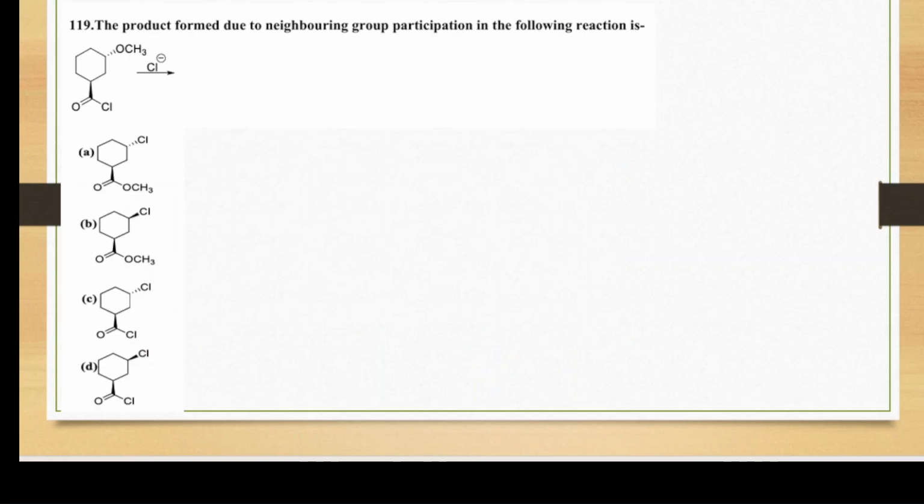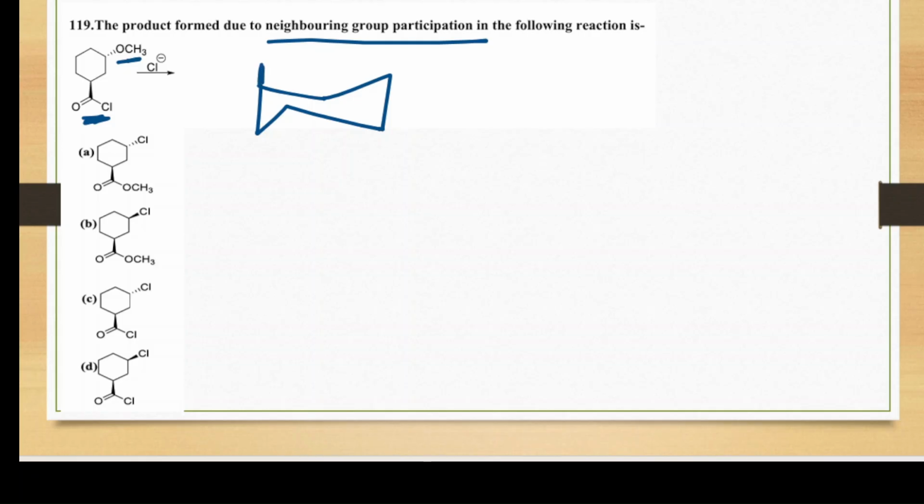Now moving on to the next question, that is this one. It says the product formed due to the neighboring group participation in the following reaction. Okay, so a species has been given to us. This is in the cyclohexane form. We can draw it in the chair conformation, like this. Here at the bulky position, this acid chloride group is present at the wedge position. Okay, and at the dash position is this OCH3 group that is present over here. So we can place it like this one.